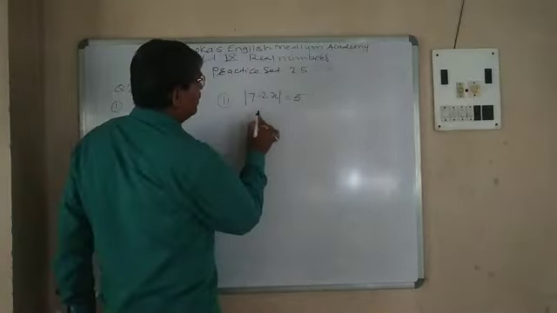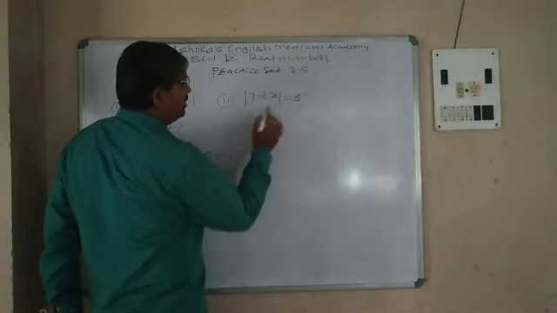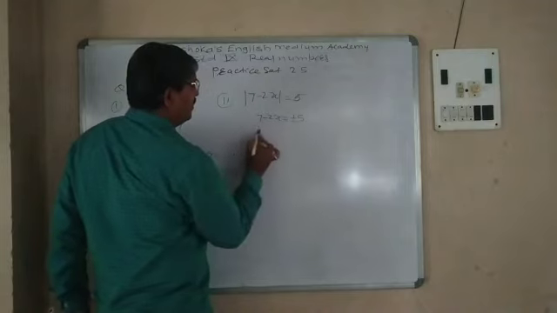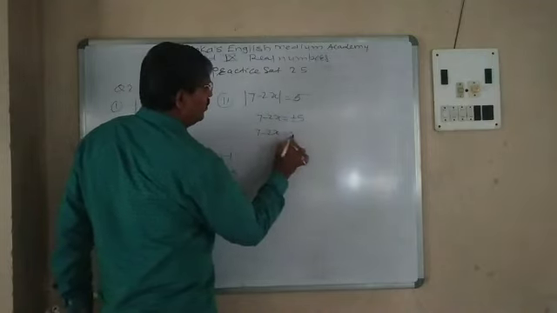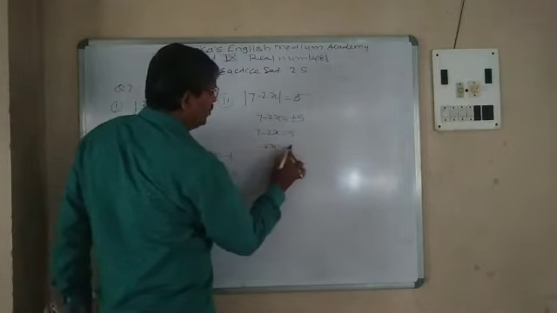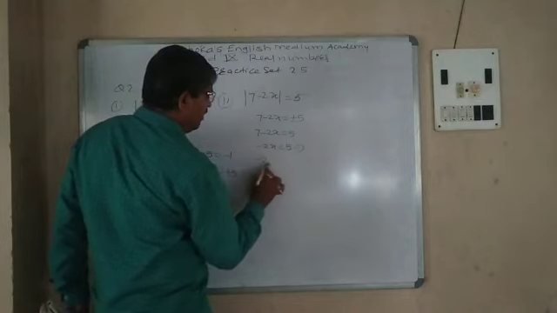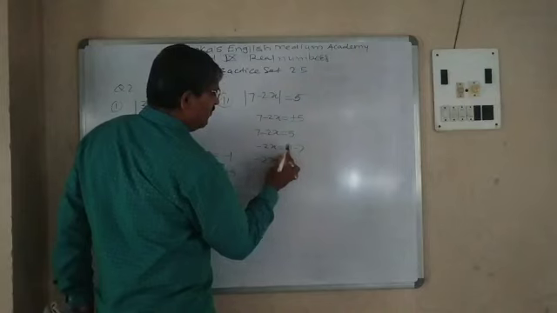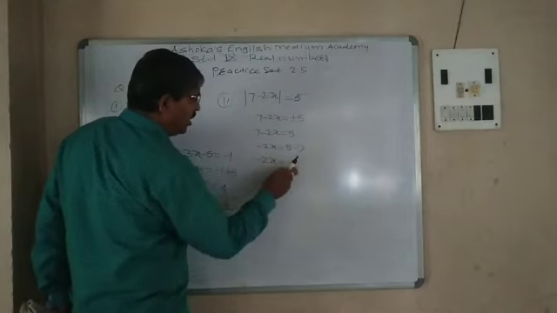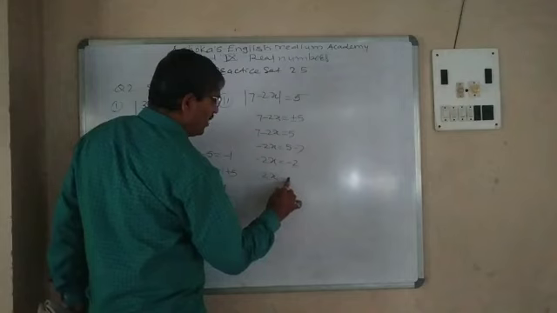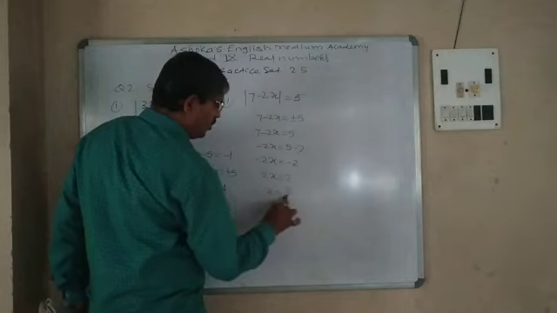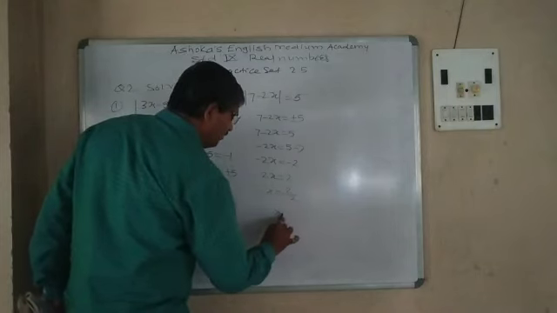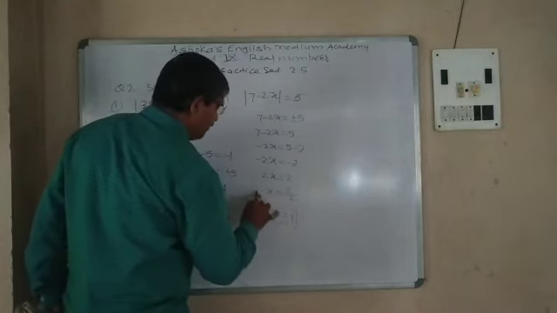In a similar way, here 7 minus 2x in mod is equal to 5. 7 minus 2x is equal to plus minus 5. Then 7 minus 2x is equal to 5. Minus 2x is equal to 5 minus 7, which is minus 2. Negative becoming positive, 2x is equal to 2. When the 2 that is multiplied goes to the other side, it becomes division. x is equal to 1.